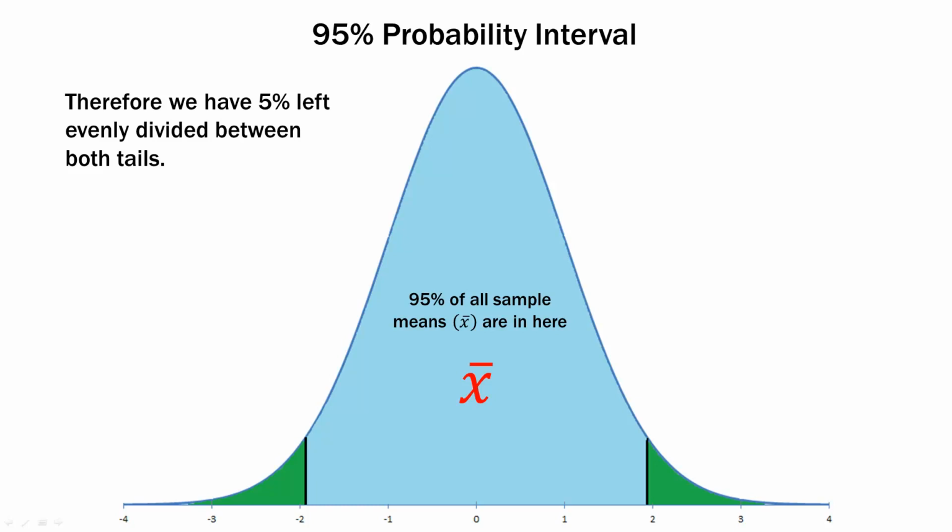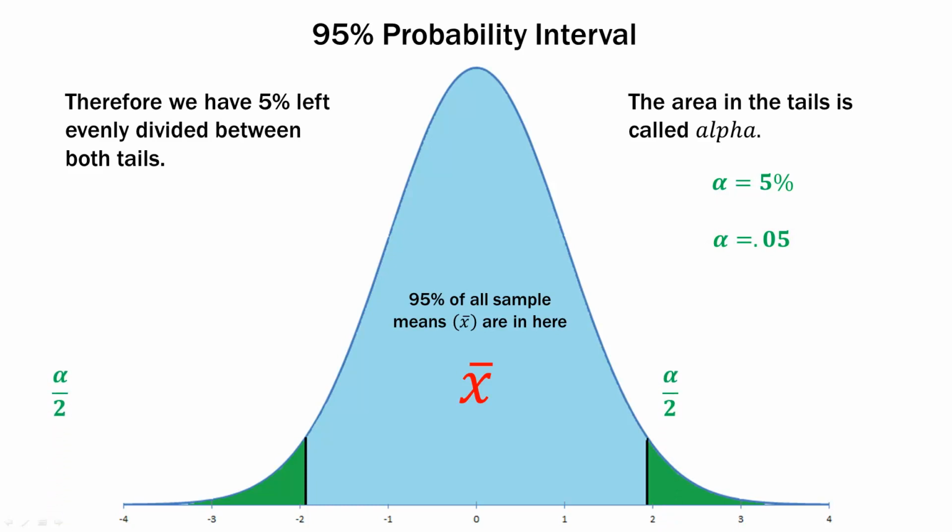Now therefore we have 5% left evenly divided between both tails. So that's the green region there. The area in the tails is called alpha. So in this case, alpha is 5% because the blue area is 95%. Everything has to add up to 1. Therefore, the green in both tails is 5%. Or as a decimal, it's 0.05.